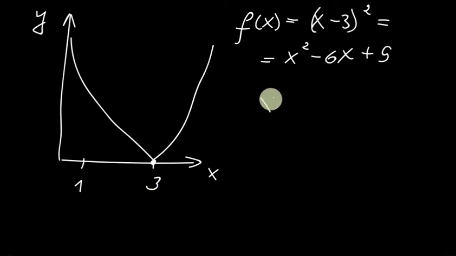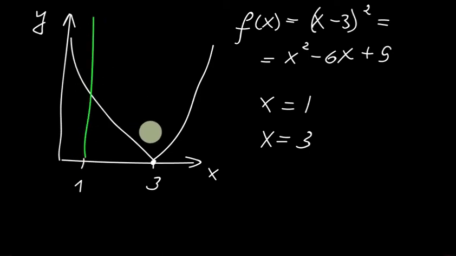Now let's say we have two more functions, x is equal to 1 and x is equal to 3. So it looks like these are vertical lines. Okay, so now what we need to do is calculate this area.